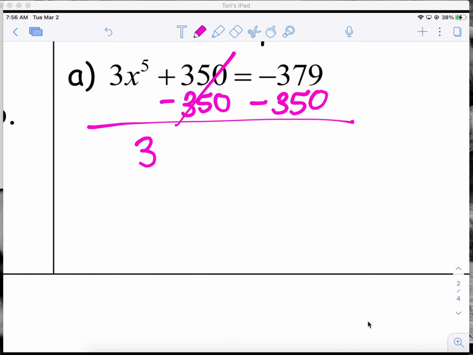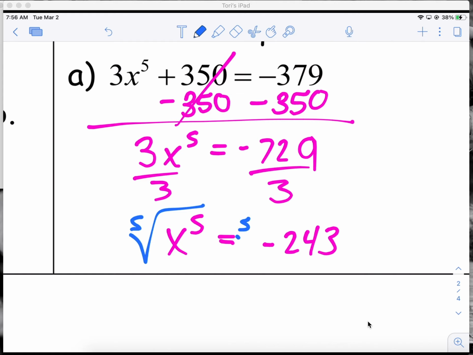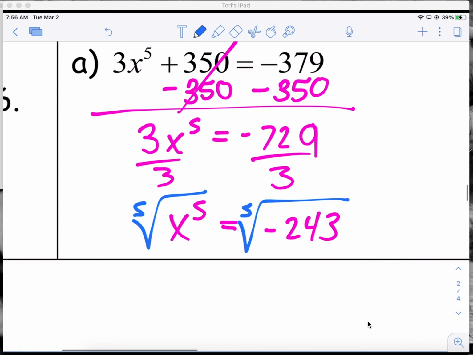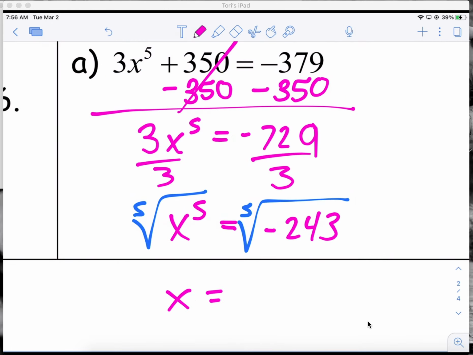So I'm subtracting 350 from both sides. That gives me negative 720. Divide out the 3. Oops, sorry, 729. 5th root of a negative 243. Now, when I take this and I take a 5th root of it, you are allowed to take an odd root of a negative number. So the 5th root of 243 is 3, but you have to make sure that your answer is going to come out to be a negative 3. Okay? All right, any questions on that one?